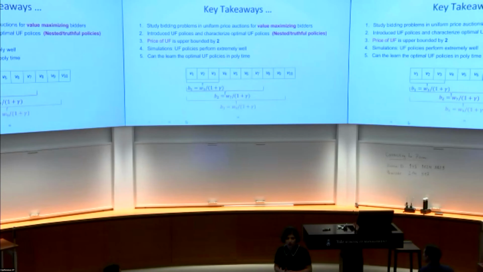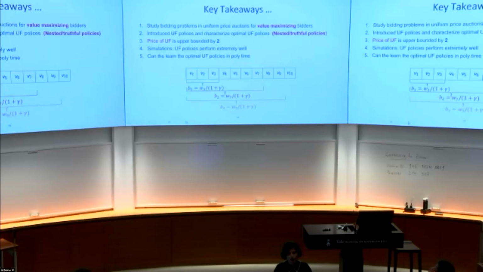We looked at the bidding problem in uniform price auctions, because we noticed that the theoretical results say something and the empirical results say something else. We wanted to bridge the gap between these findings in the literature. To do that, we look at value-maximizing bidders in uniform price auctions, motivated by online ad market work in the auto-bidding regime. We introduced the idea of universal feasibility, meaning the bids submitted by these bidders are always feasible and satisfy the ROI constraint. Then we characterize the optimal universal feasible policy. We show that it's almost truthful, with a very nice necessary structure.